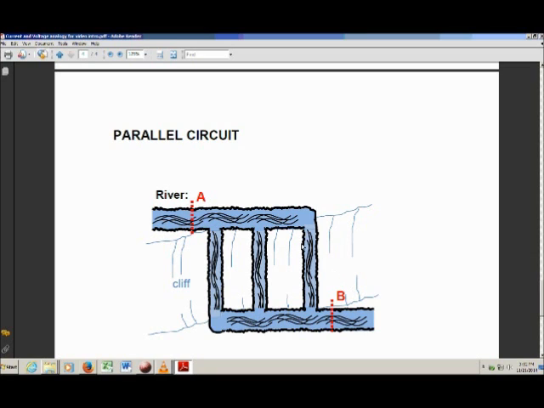Do note, however, that these three currents don't have to be the same. This could be a little trickle of a waterfall, this could be a huge torrent of a waterfall, this could be somewhere in between. They don't need to have the same current as one another, but what you do need is that the current in this one plus this one plus this one equals the total current of the river, pardon me.